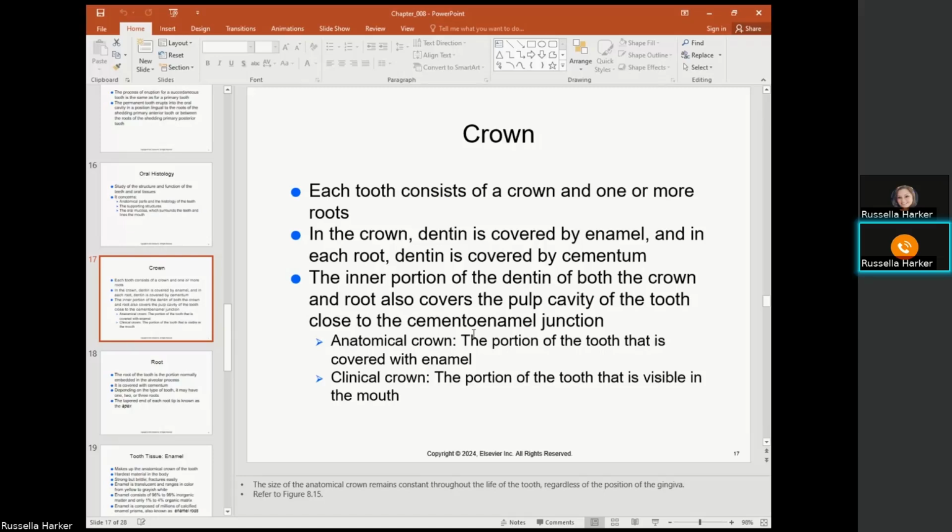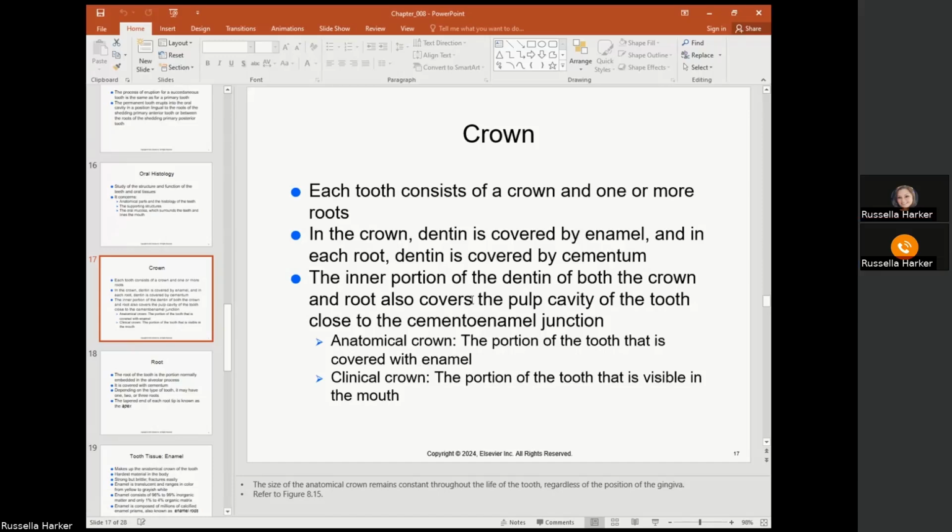So dentin is the bulk of the tooth, and it's covered by a thin layer of enamel on the crown of the tooth. On the root of the tooth, it's covered by a thin layer of cementum. The enamel is the strongest mineral substance in the body, and it helps to protect the tooth from cracks, breaks, decay, things like that, acid. The cementum helps to attach the tooth to the alveolar socket.